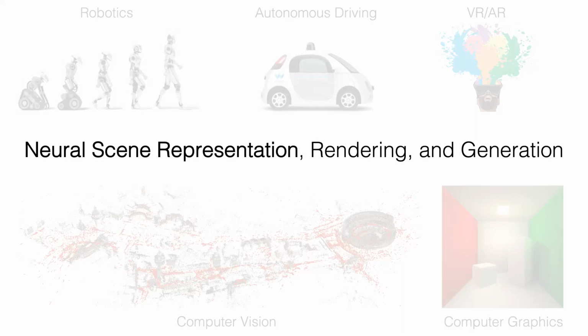What I'd like to do in the following is talk a little bit about these types of scene representations, because the representation is usually the backbone of such a framework, then talk about rendering and how to combine that with these neural scene representations, and then talk a little bit about generation, because generation is really an aspect that is very difficult to do with traditional computer graphics techniques.